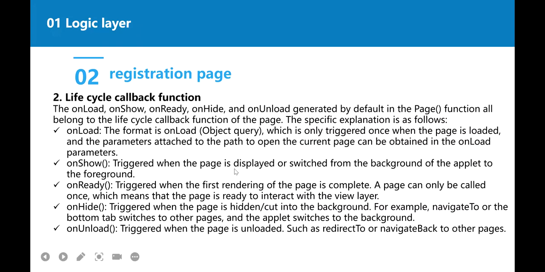onShow is triggered when the page is displayed or switched from the background of the applet to the foreground. onReady is triggered when the first rendering of the page is complete. A page can only be called once, which means the applet is ready to interact with the view layer. onHide is triggered when the applet is hidden or cut into the background, for example, navigateTo, or the bottom tab switches to another page and the applet switches to the background.